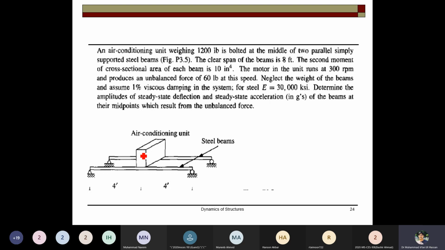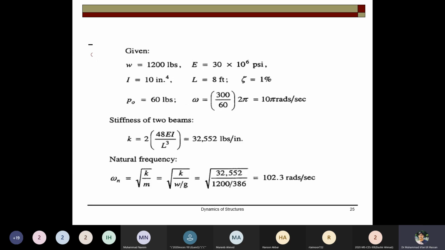That air conditioning unit is placed on the beams. So you have the weight of the beam, the clear span of the beam, and the motor which is running, whose frequency you have in RPM, and it produces an unbalanced force. Neglect the weight of the beam, 1% damping, E value. Determine the amplitude of the steady state deflection and acceleration also at the midpoint of the beam; you have to see the effect of the AC that is placed there.